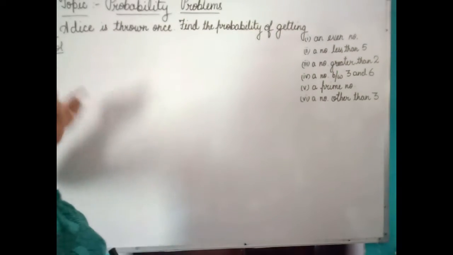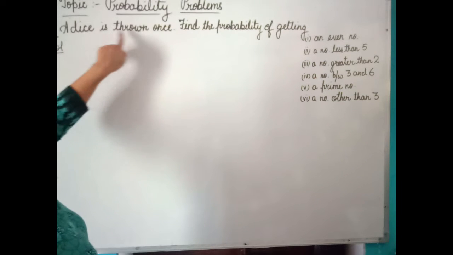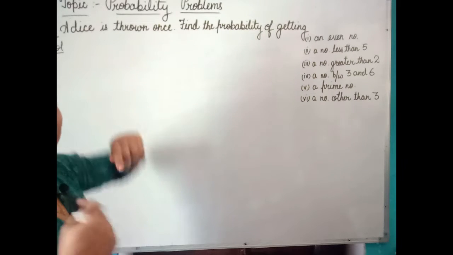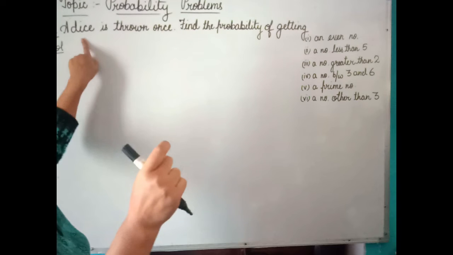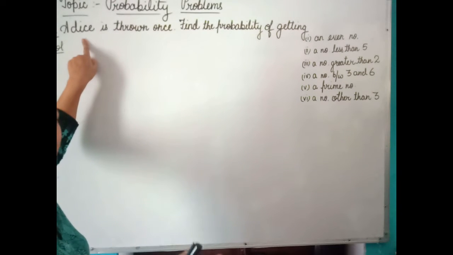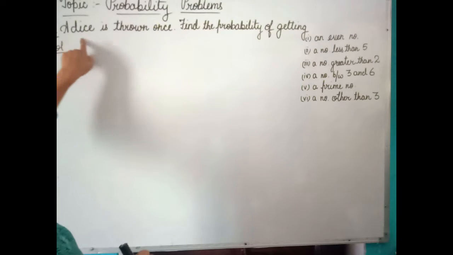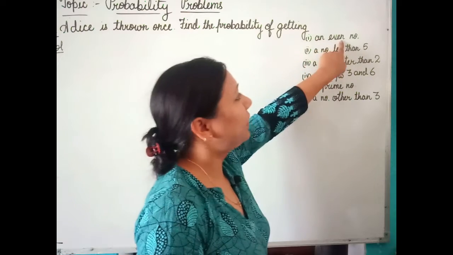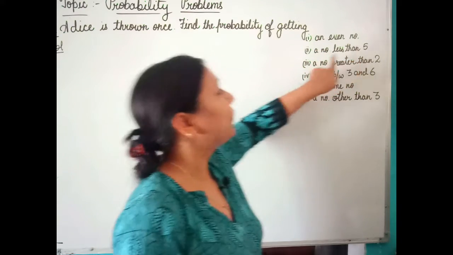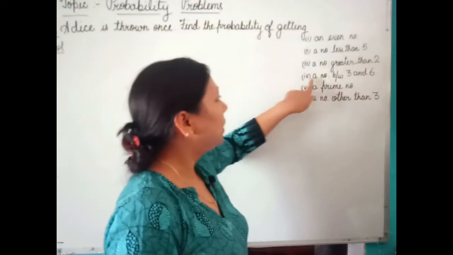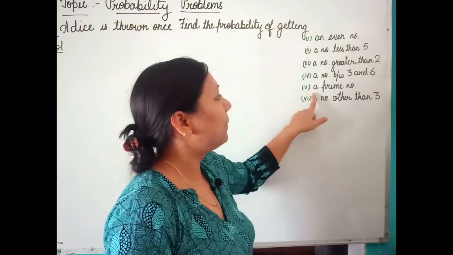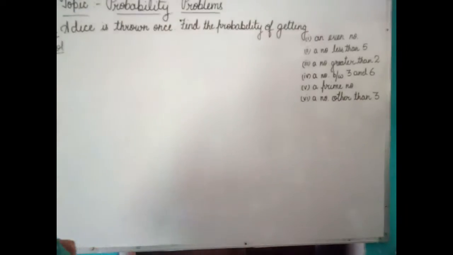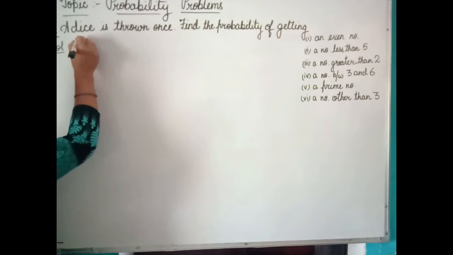So here you can see there is an example: a dice is thrown once. So we have taken a dice. You must know dice, you have played Ludo. The instrument which we use to get the values is called dice. A dice is thrown once and you have to find the probability of getting an even number, a number less than 5, a number greater than 2, a number between 3 and 6, a prime number and a number other than 3. Before starting the solution, let me give you some details about the dice.